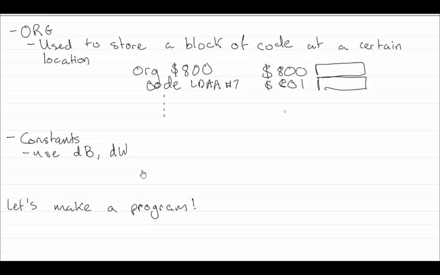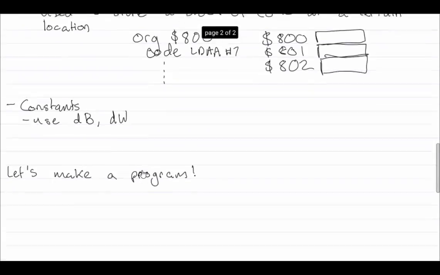This can also be called a memory map, what I'm drawing here. It basically just shows the memory and the different things stored in those locations. Right? So that's basically the org function.